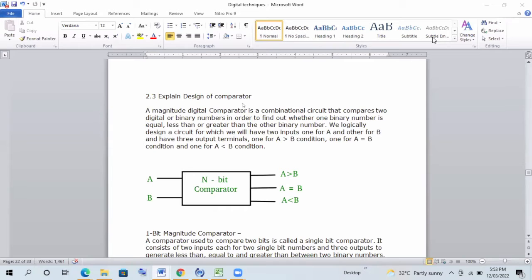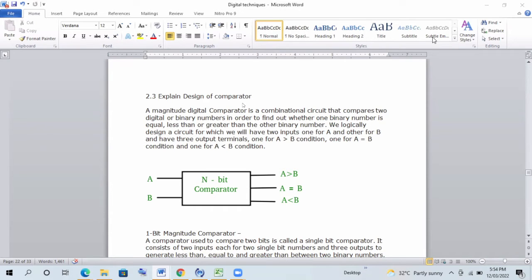So the comparator is what? A digital comparator is a combinational circuit that compares the two-digit binary numbers in order to find out whether one binary number is equal or less than or greater than the other binary number. So we logically design a circuit for which we will have two inputs, one for A and other for B, and we'll have the three outputs, that is A greater than B, A equal to B, and A less than B. So we are going to compare the two single bit numbers, that is A and B, and we are going to get the three outputs, that is A greater than B, A equal to B, and A less than B.